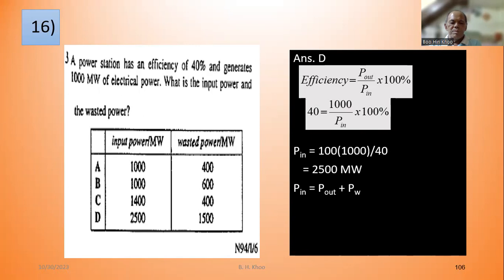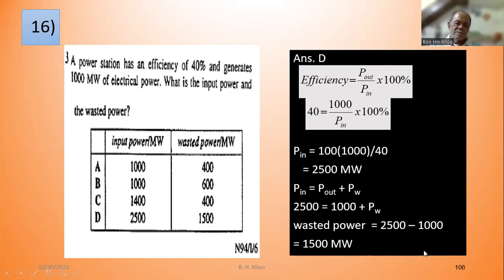So P in equals P out plus P wasted. There is the wasted power. Power output, power input, power wasted. Calculate out: 2500 megawatt.